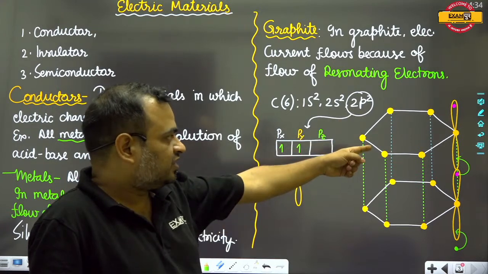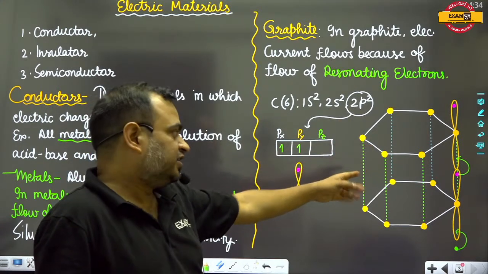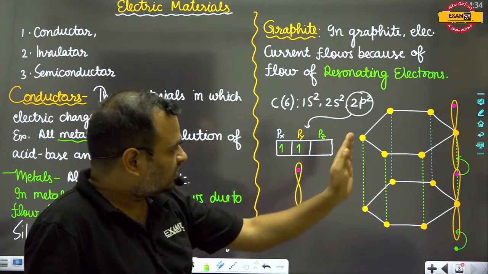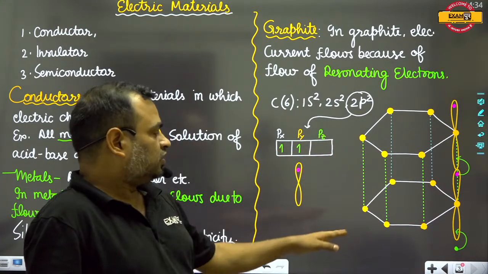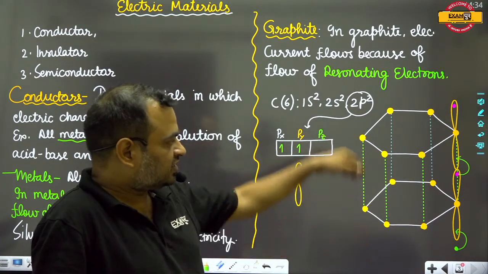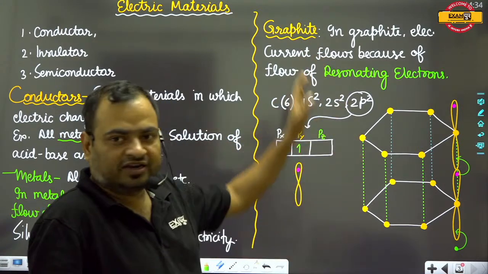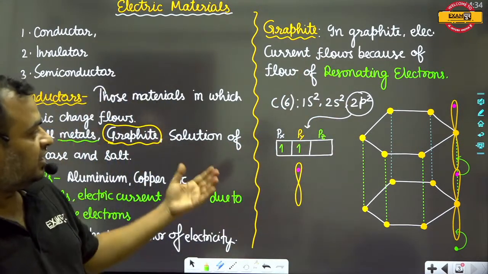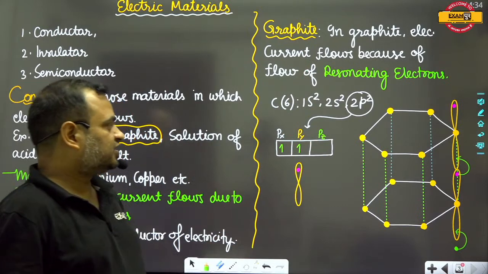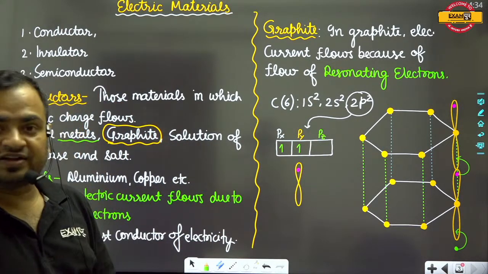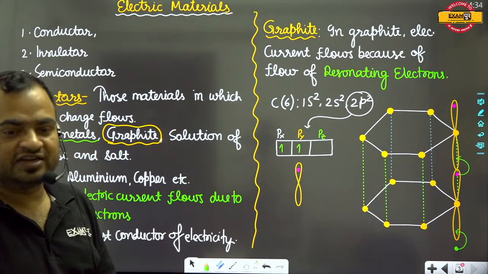So that is the electron in the y direction. In the x direction also it can move like this. So the electric current can flow, and this is the reason that graphite conducts electricity.